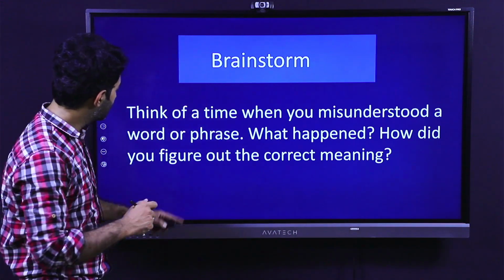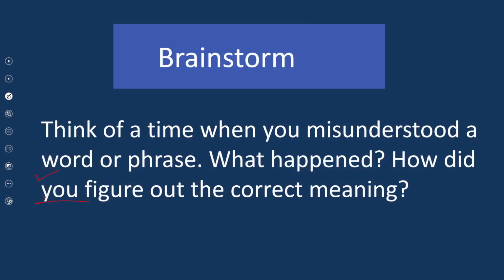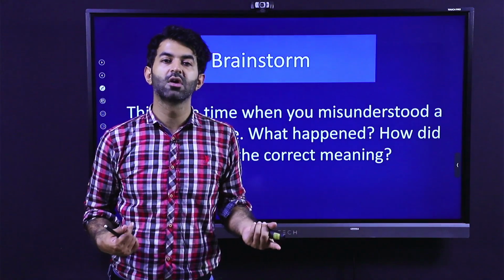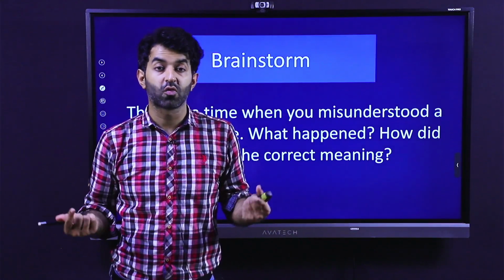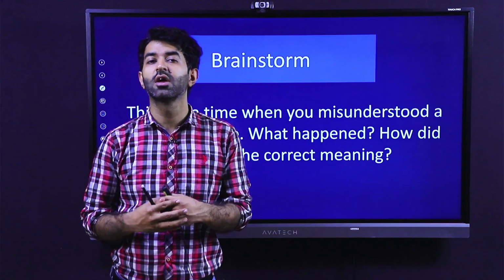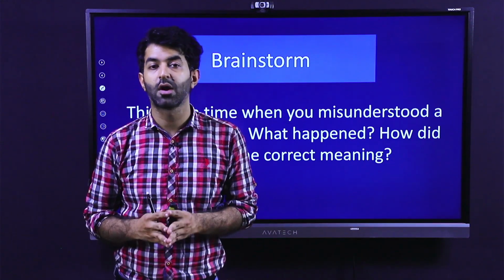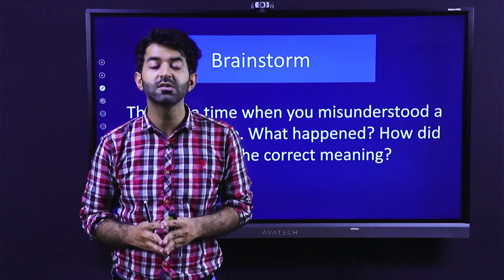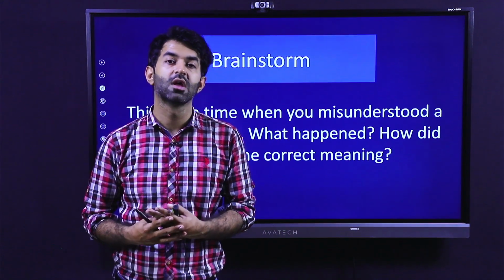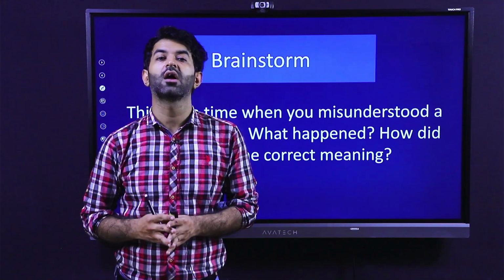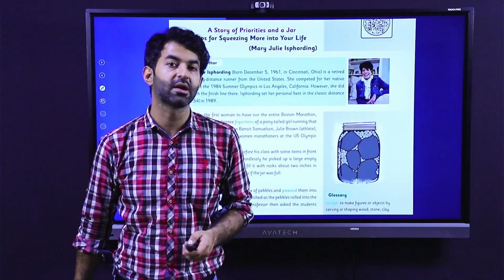Now, how did you figure out the correct meaning? When you got the meaning of a word wrong, or when you applied a wrong definition to a word in a different context, what was your experience? How did you figure out that this is not the right meaning? Please start discussing this for 2 or 3 minutes in the class if you're watching with your class, and you can type it in the comments below as well. So, this is our brainstorming session. Do this quickly and come back soon.